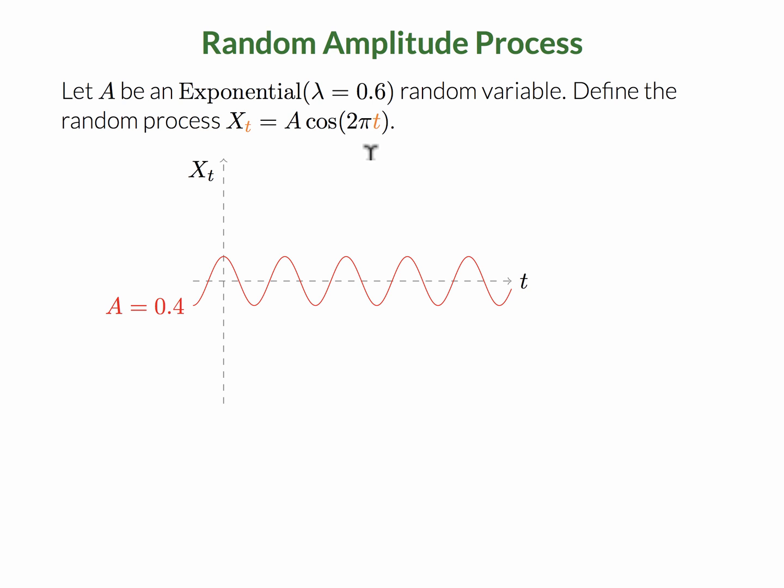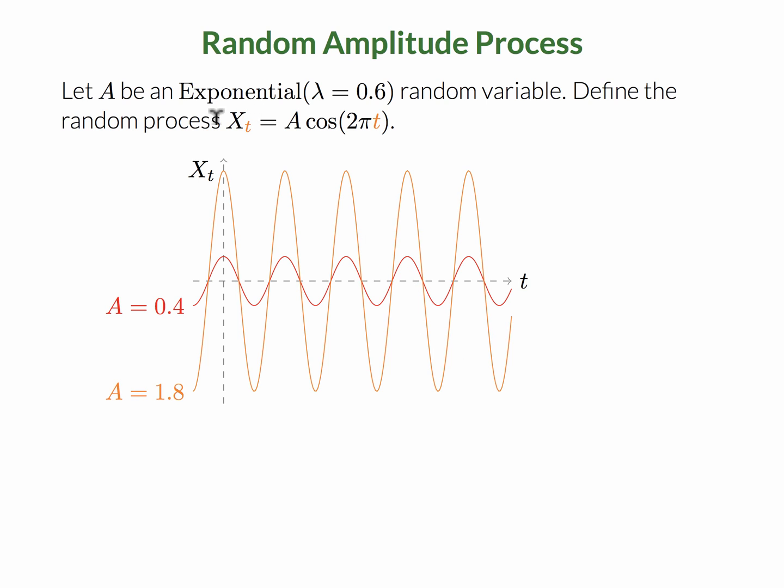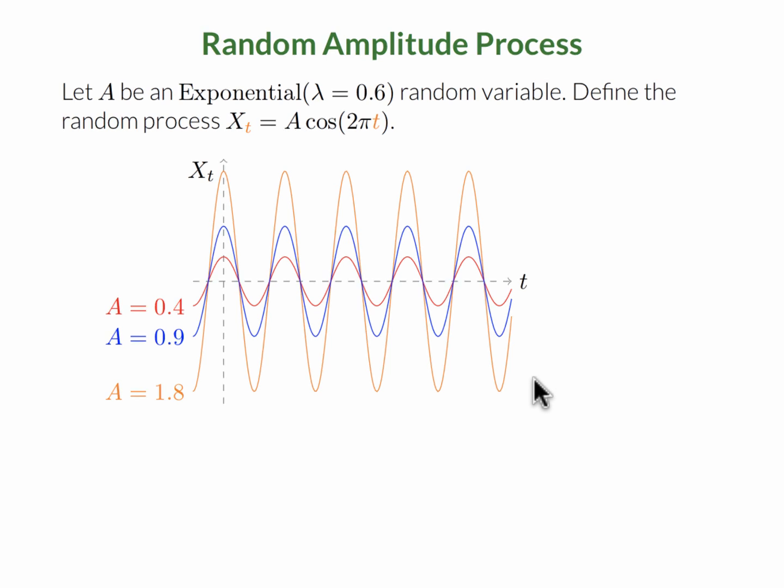Let's plot a few realizations of this process. If we generate A and it happens to be 0.4, then the function of time is 0.4 cosine 2 pi t, which looks like this. On the other hand, if we generate A from this exponential distribution and it happens to be 1.8, then we get a cosine with an amplitude of 1.8. It's also possible that A is, say, 0.9, in which case we would get this cosine.